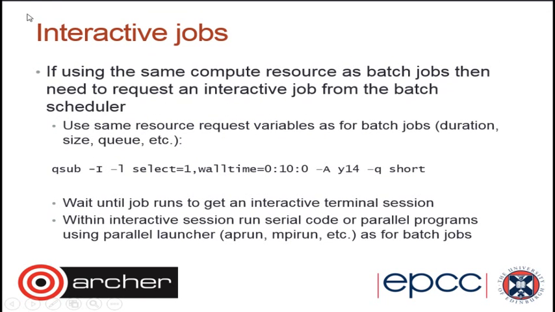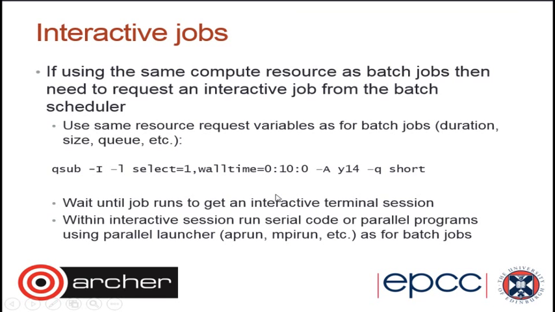If it's set up so that interactive jobs are scheduled in the same way as batch jobs, then you simply need to request from the scheduler that you want an interactive job. So you use similar variables. On Archer, you have a qsub command for PBS saying dash I for interactive. You select how long, and you select how many nodes, budget, and which queue.